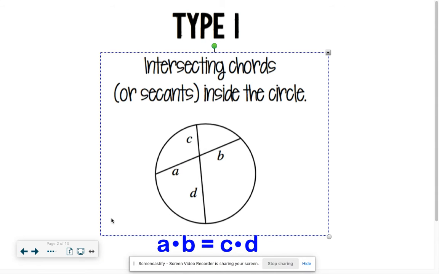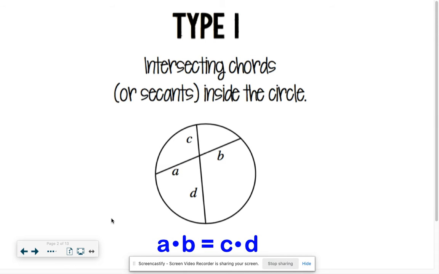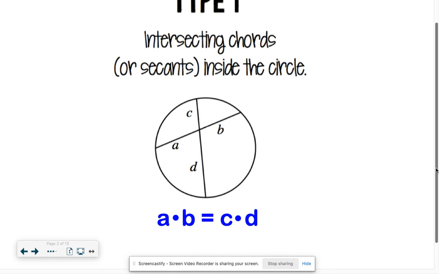Our first type is when we have two chords that intersect. When we have two chords that intersect, we have this property: you can take A times B equal to C times D. So take the two that are on the same chord, multiply them together, equal to the other two on the same chord, multiplied together. So that's your first type, when you have two intersecting chords.